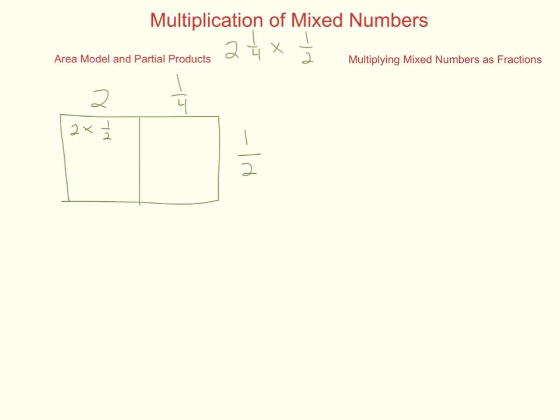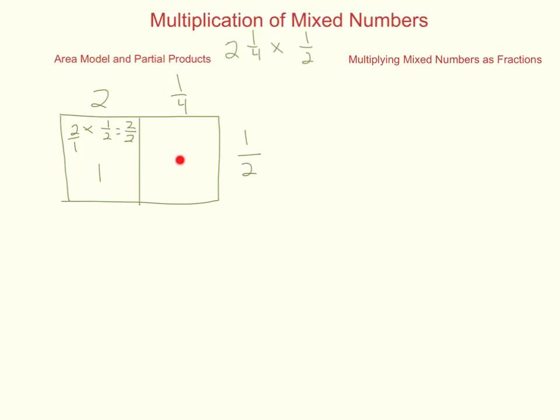And as we've talked about in class, 2 over 1 is what 2 is as a fraction. And then we just multiply it straight across. So 2 times 1 is 2. 1 times 2 is 2. So 2 times 1/2 equals 2 halves or 1.